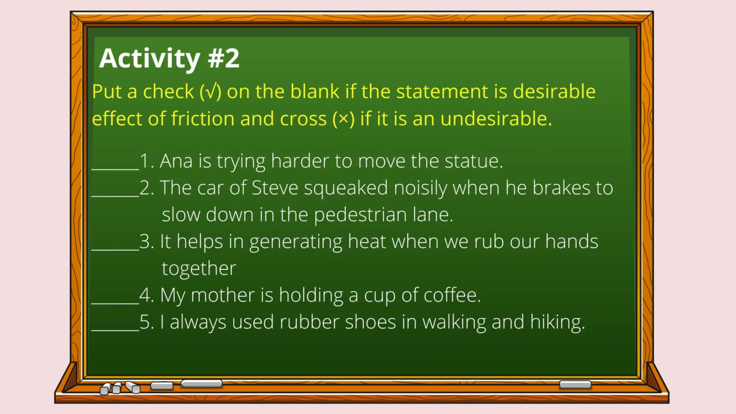Activity number 2. Put a check on the blank if the statement is a desirable effect of friction and cross out if it is undesirable. Number 1. Anna is trying harder to move the statue. Number 2. The car of Steve squeaked noisily when he brakes to slow down in the pedestrian lane. Number 3. It helps in generating heat when we rub our hands together. Number 4. My mother is holding a cup of coffee. Number 5. I always use rubber shoes in walking and hiking.